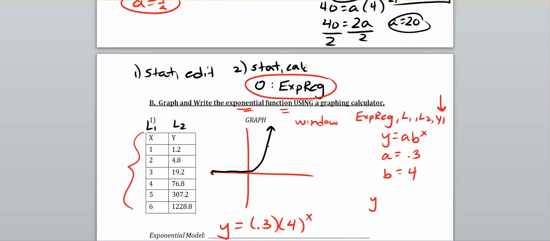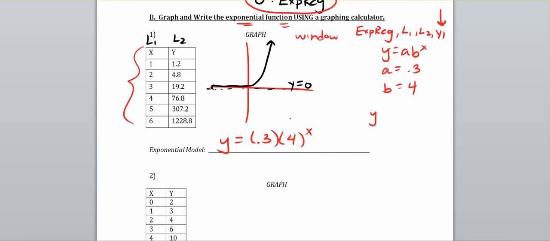So this is my graph. I'm going to have an asymptote at y equals 0, because my graph will never get lower than the x-axis. So I'm done with that problem in the sense that I wrote my exponential model, and I graphed it. Okay, so go ahead and try number 2.